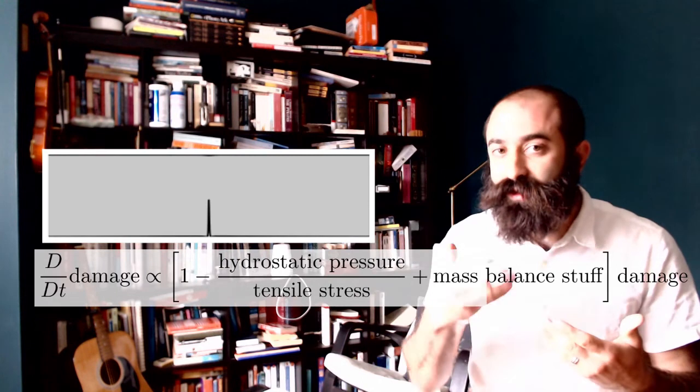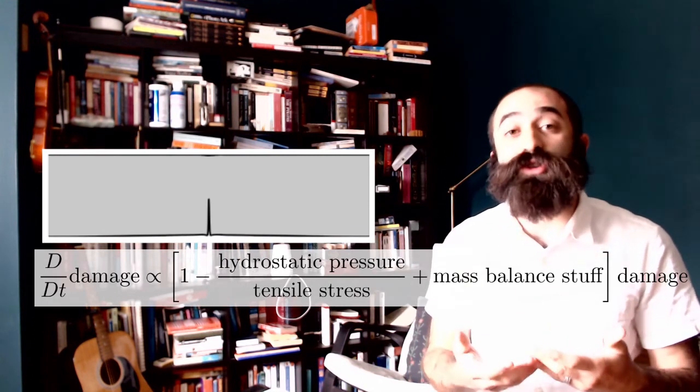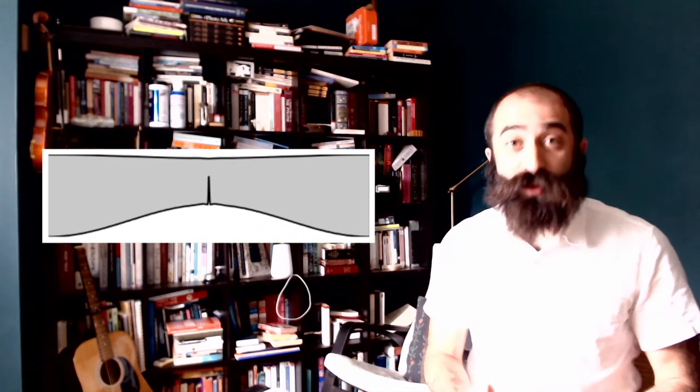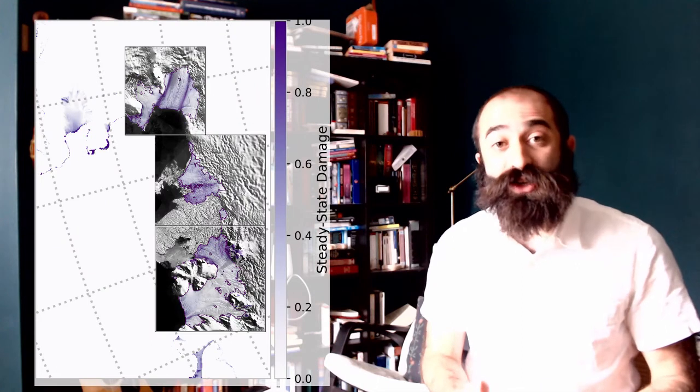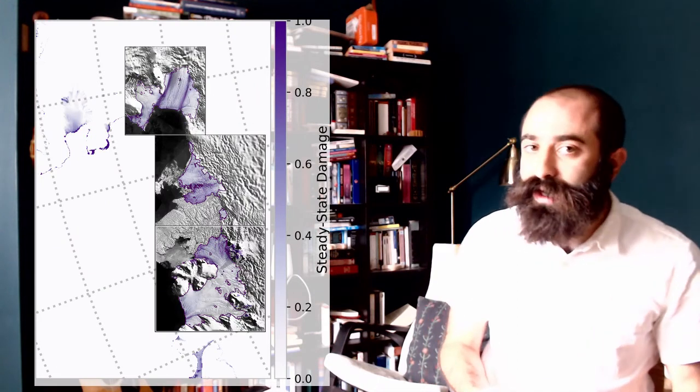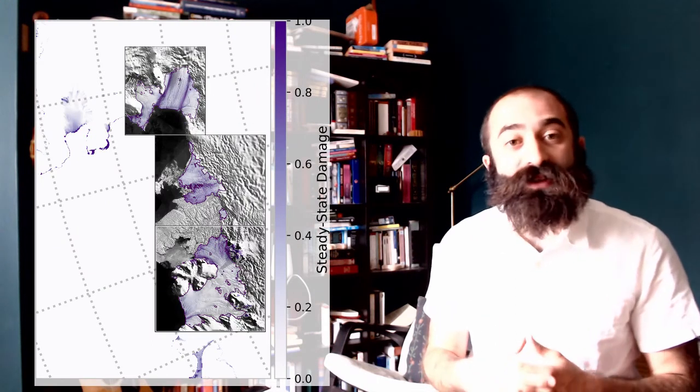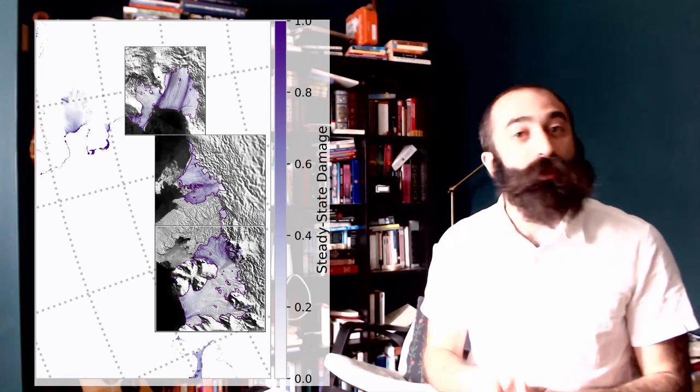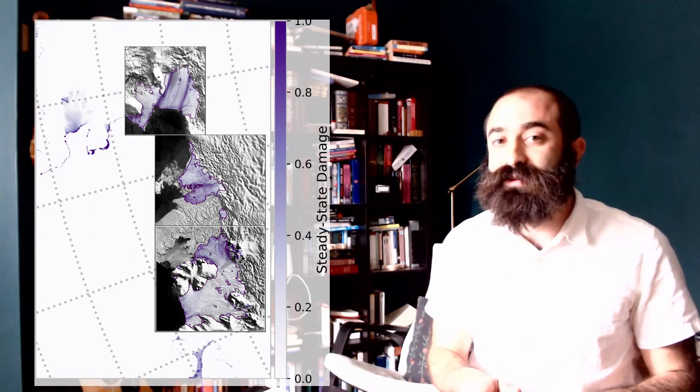Melting of the ice from top and bottom would contribute to this process as well. Using this evolution equation for damage, we can compute an initial steady-state distribution of damage for the Amundsen Sea ice shelves. To generate the steady state, we apply a mass balance that holds the thickness constant, and we don't allow damage to affect the velocity field.